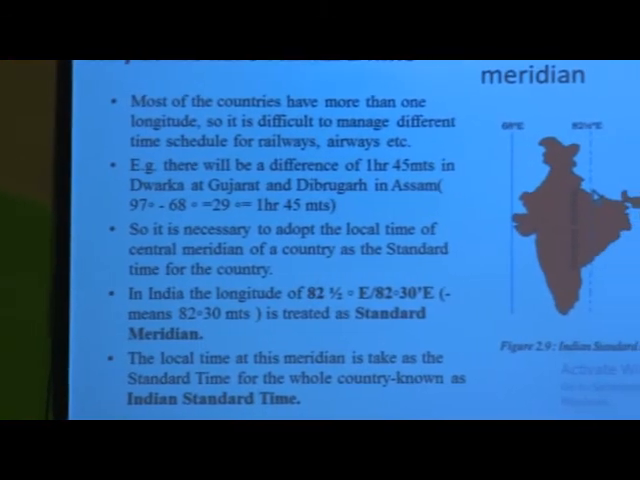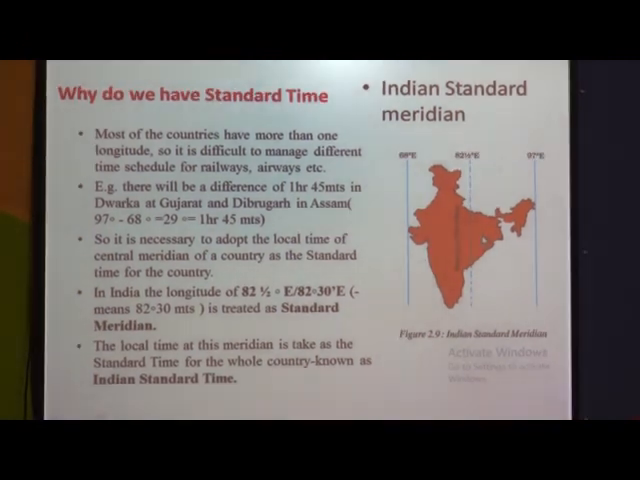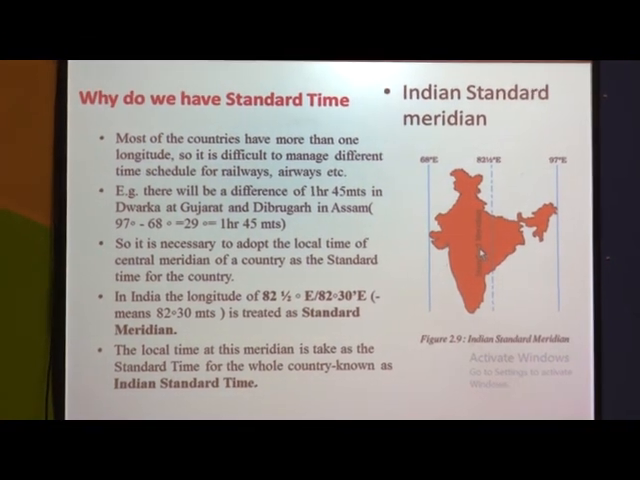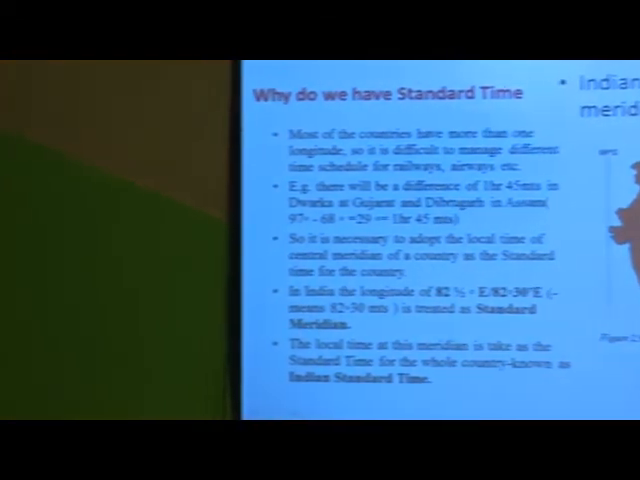Then Indian Standard Time, last concept, this is the central line. Okay, it is called as the standard meridian of India. It lies at 82.5 degree east, and the local time at this meridian is taken as the standard time for the whole country, which is known as Indian Standard Time. So children, hope you have understood this concept very clearly about latitudes, longitudes, how to calculate the time, how the time is measured, and why should we have a standard time.